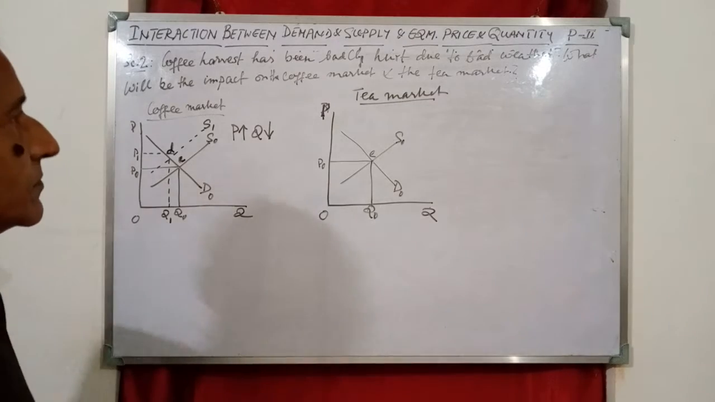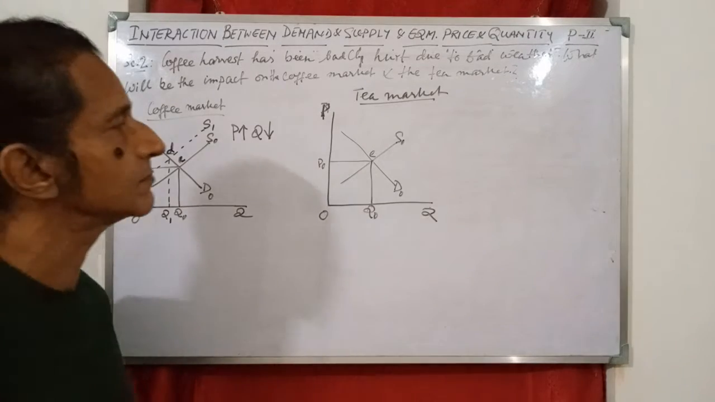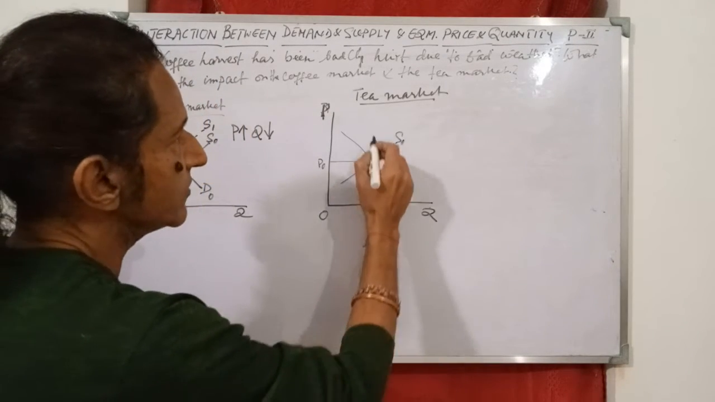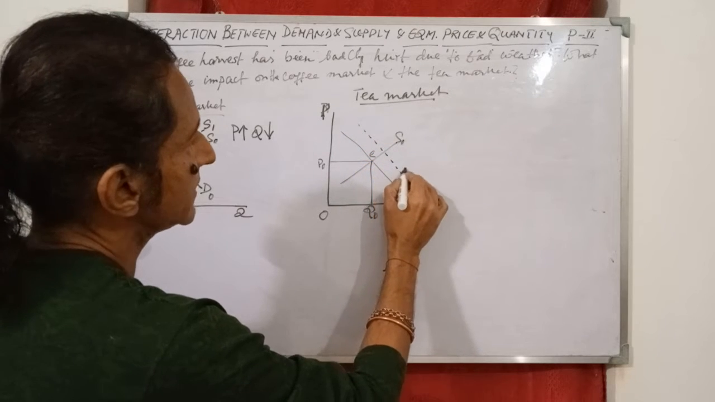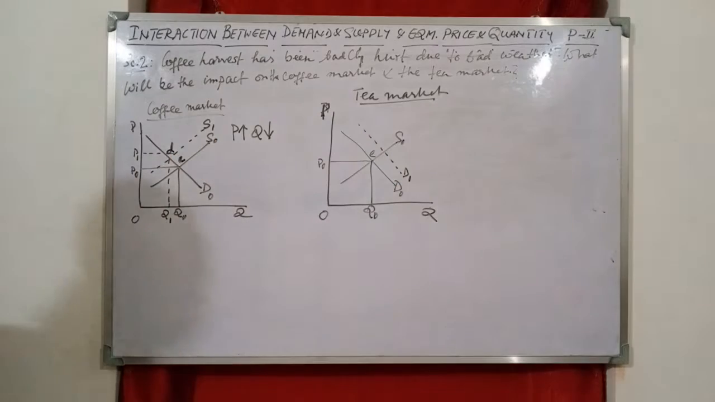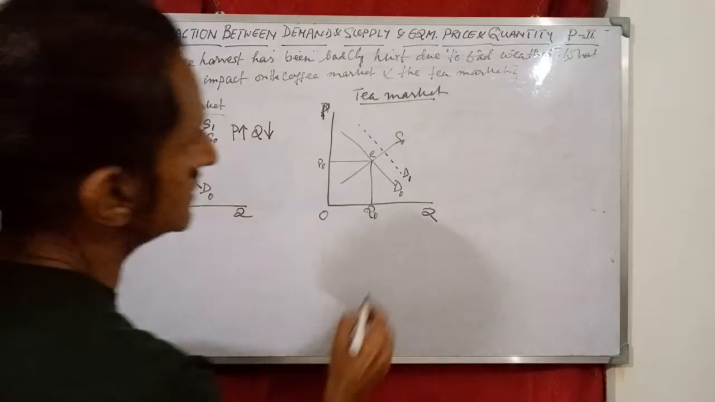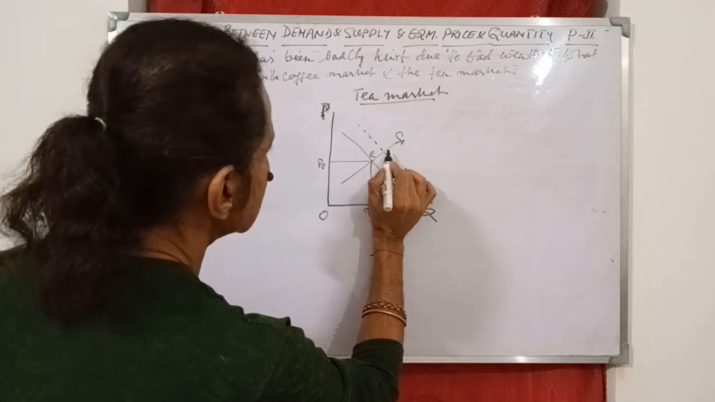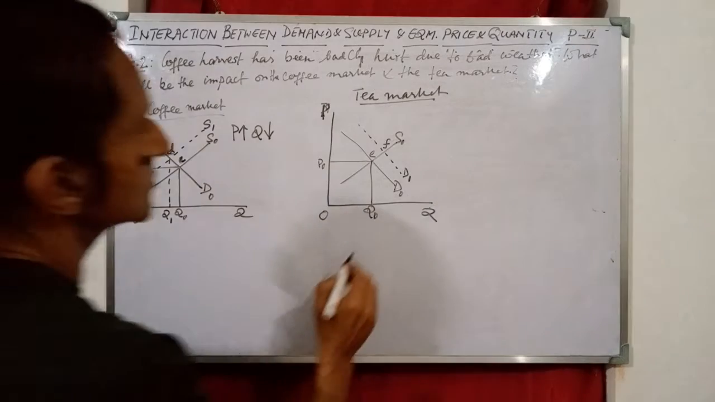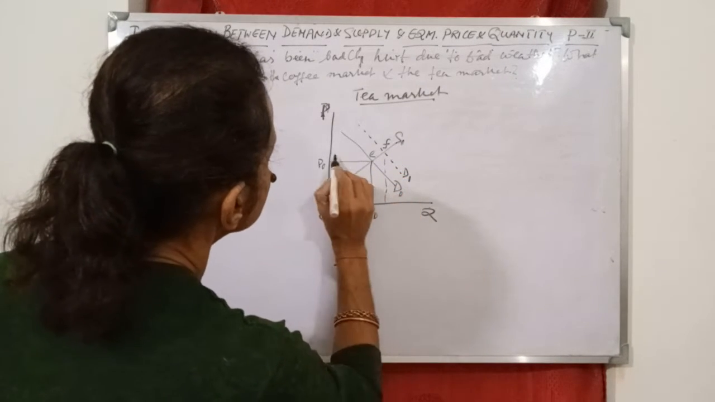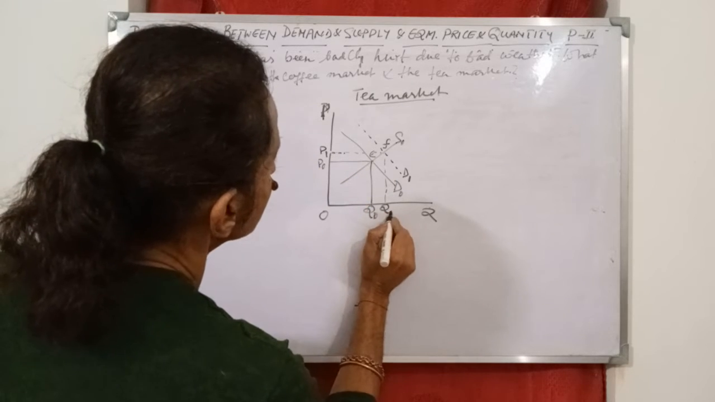Now, as a result of increase in the price of coffee, demand for tea will increase. So the demand curve D sub 0 will shift parallelly rightward. Say this is D sub 1, the new demand curve. So D sub 1 and S sub 0 intersect at point F. So the new equilibrium price and quantity are P sub 1, Q sub 1.